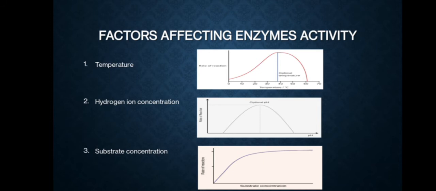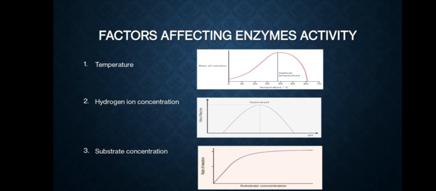And the next factor is hydrogen ion concentration. Enzyme activity is also affected by pH. A plot of enzyme activity against pH results in a bell-shaped curve. We can see in the second diagram that each enzyme has a unique optimum pH at which the rate of reaction is greatest. The optimum pH is the pH at which the activity of a particular enzyme is at maximum. Most enzymes of higher organisms show optimum reaction rate around neutral pH, around 6 to 8.